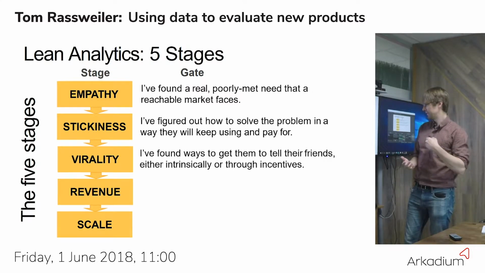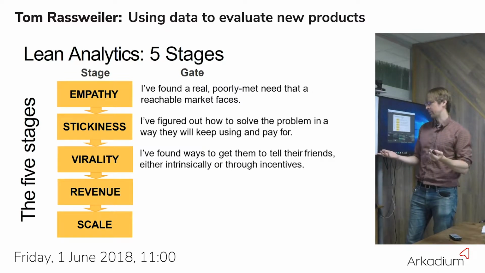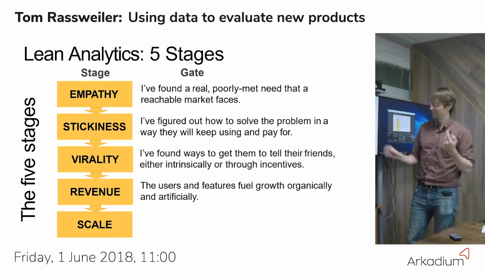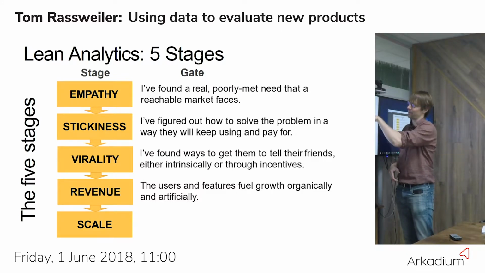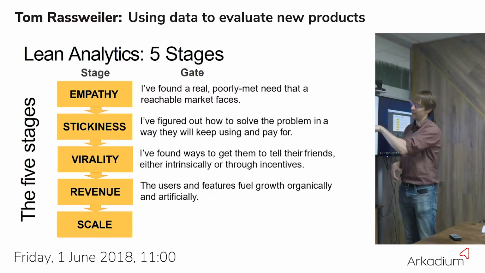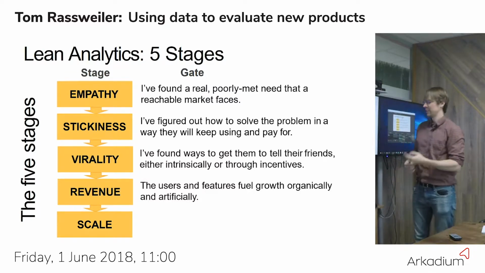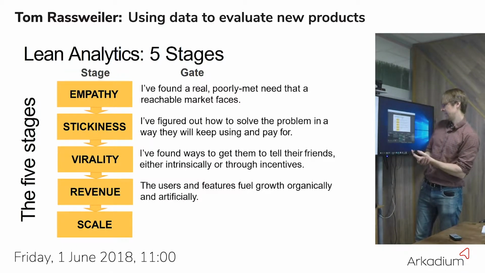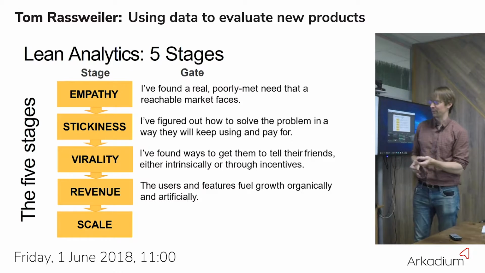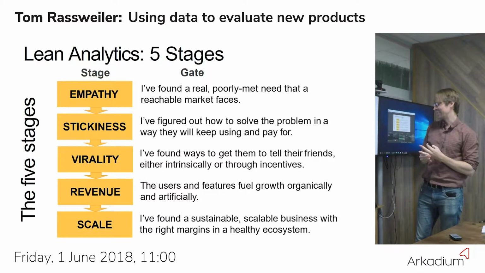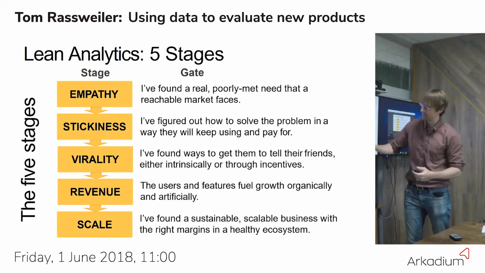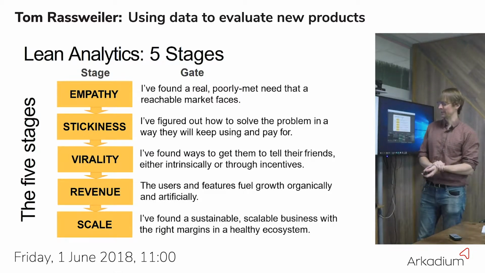Virality is figuring out if there are ways to get them to tell their friends. Our products, we really don't have a big viral component, but only after you've figured out that this is a product that people like, a problem that people have, and my product will actually engage them and help them solve this problem, then you can get to the idea of how much you can actually make money from this product. And then scale: I have found a sustainable, scalable business. So once you figure out how to make money, then you figure out how to scale up and do it more, make more money from it.